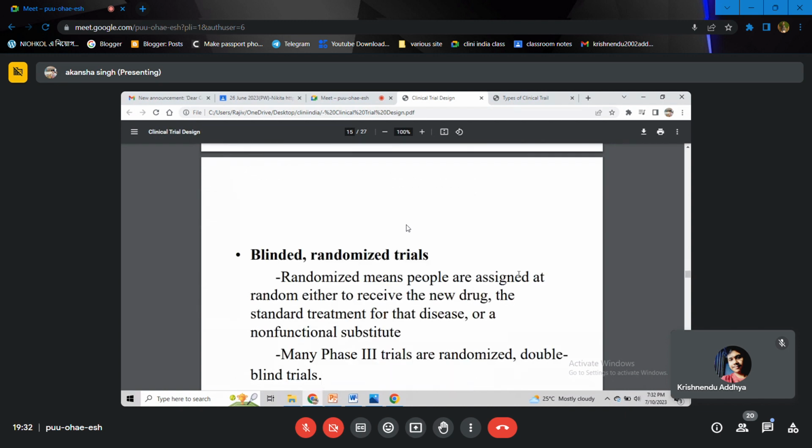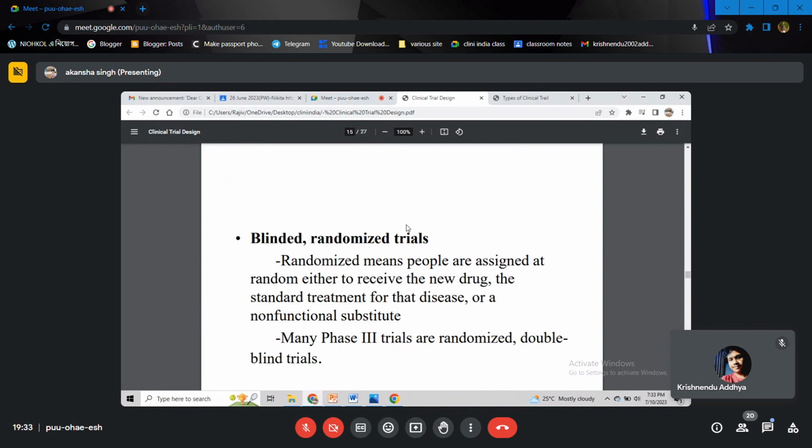Blinding means people are assigned at random to receive either a new drug, the standard, or a non-functional substitute. It depends upon that. Non-functional substitute means placebo. Many phase 3 trials are randomized and double blind because the number of subjects is larger in that study.